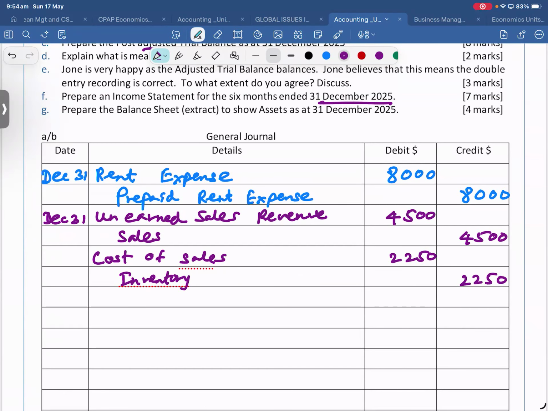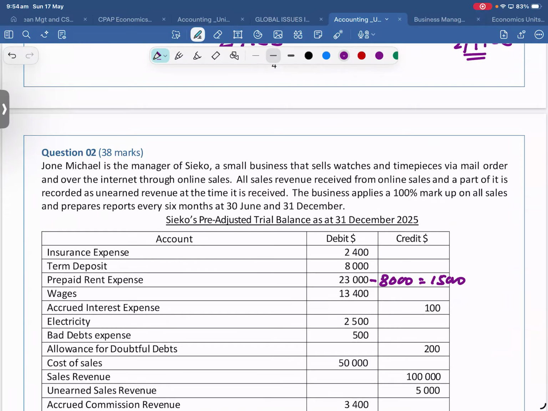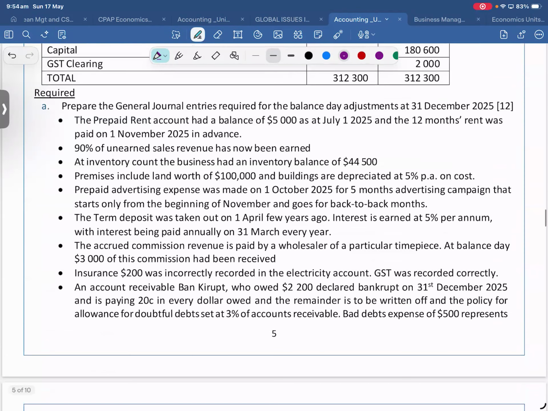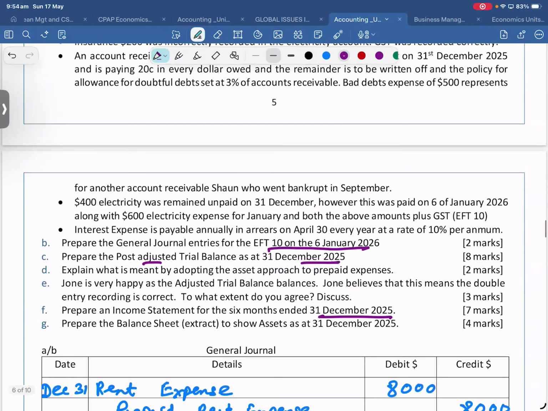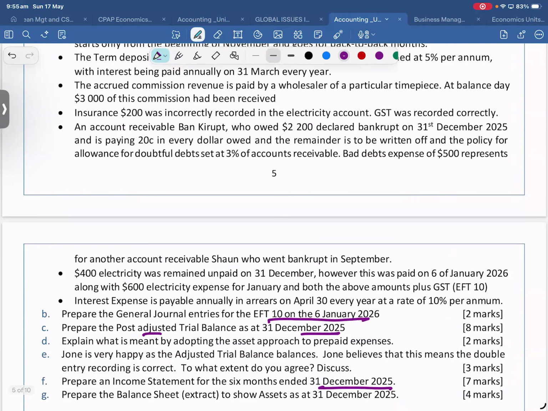To 250. What about the GST? You don't have to worry about GST. Why? Because naturally they are receiving all the revenues. They are receiving the sales revenue from online sales, and part of it is reported as unearned revenue. Probably GST should have been received and recorded duly. So then you don't have to worry about the GST here. Because they don't talk about the GST, we don't have to worry about GST.